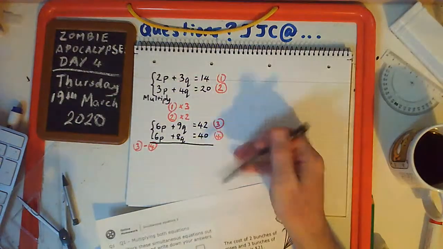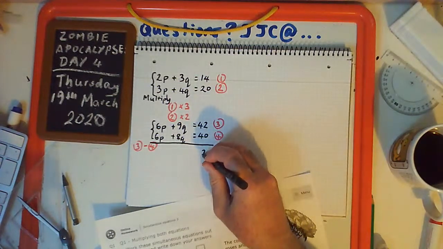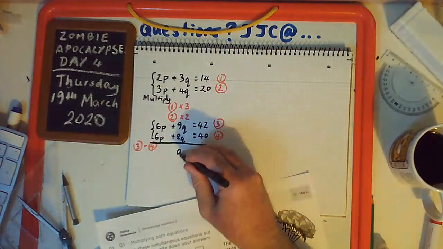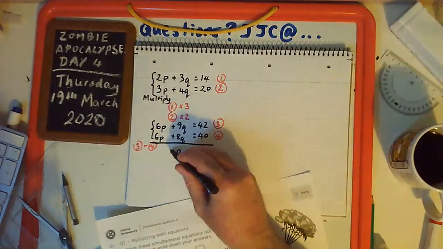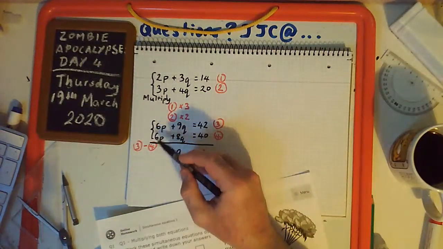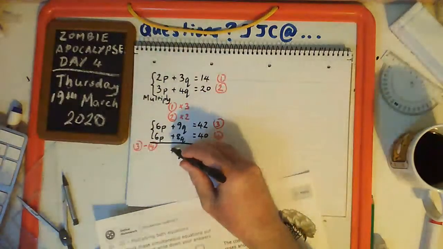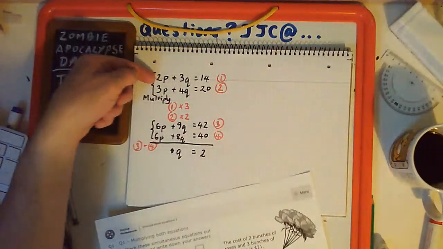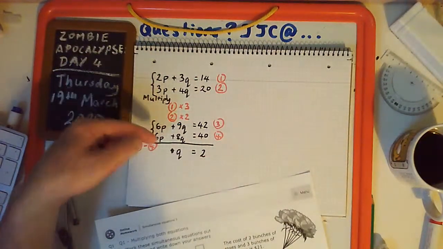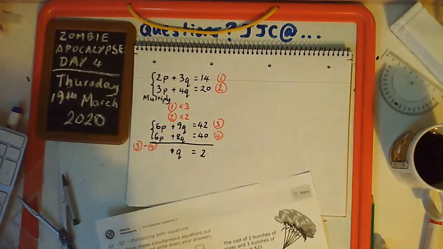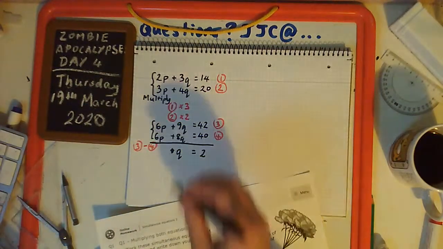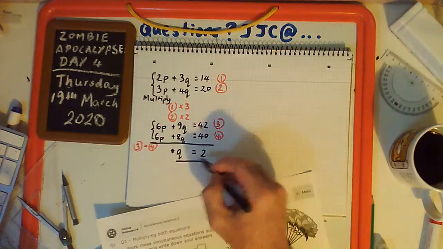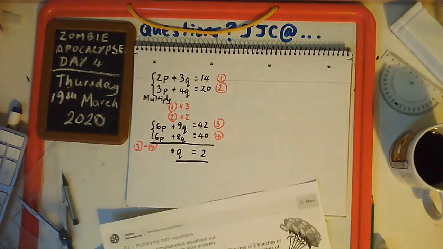So 42 minus 40 is 2. 9q minus 8q gives me just a single q. I don't need to write 1. And 6p take away 6p gives me nothing. It disappears. So what I've done there is, by having made the p's the same and then subtracting one whole equation from another, I've eliminated the p's. I've made it disappear. And having eliminated the p's, I've got the q on its own. q equals 2. So that's my first of the two solutions.